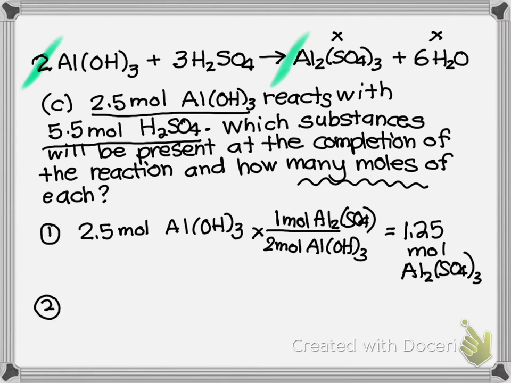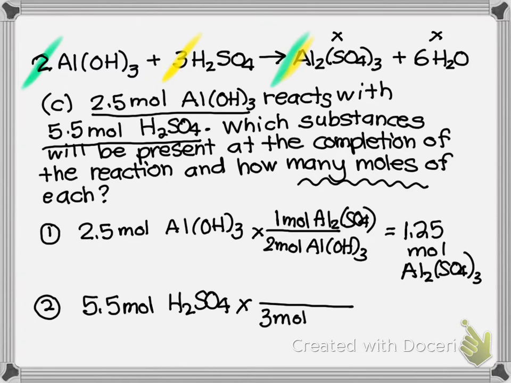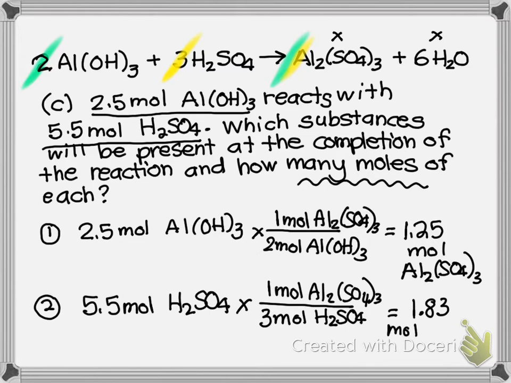And then I'm going to figure out, okay, I also have 5.5 moles of the sulfuric acid. And for the sulfuric acid, if we look up here, we have a 3 and a 1. So I'm going to put the 3 moles H2SO4 on the bottom and the 1 mole of aluminum sulfate on the top. And I get 5.5 divided by 3. And I get 1.83 moles of aluminum sulfate.